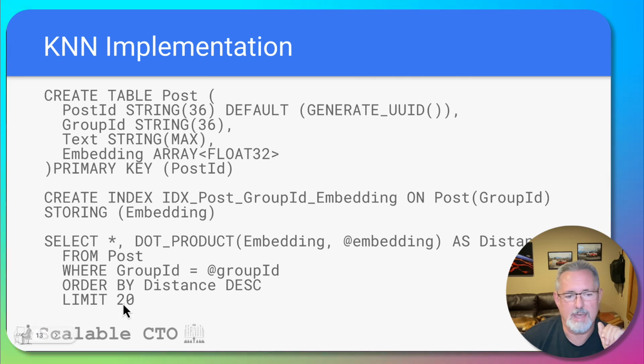limit 20. So what it's going to actually do is it's going to go get the 10,000 records where the group ID matches the one I passed in. Then it's going to call dot product on all those things. And it's going to be able to do this all from the index. It's not going to actually have to get the record.